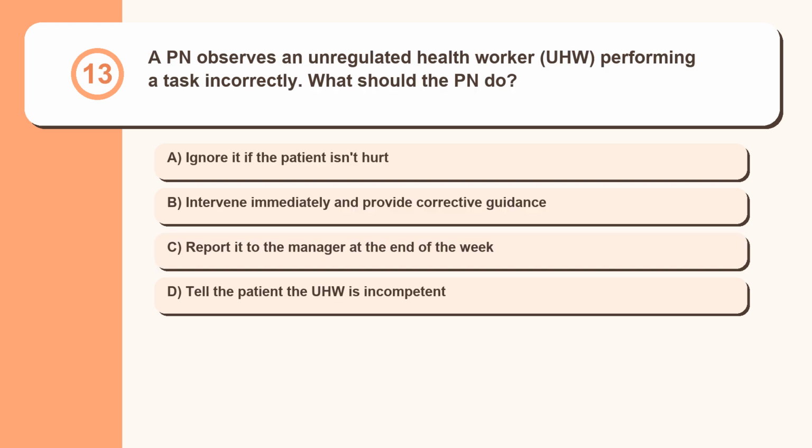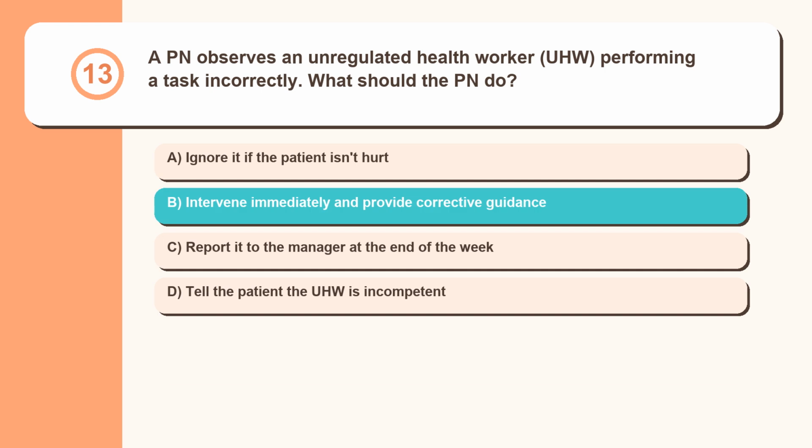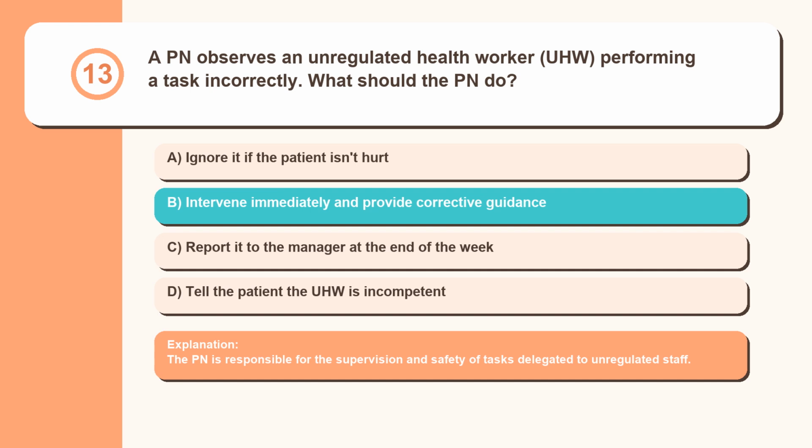Question 13. A PN observes an unregulated health worker, UHW, performing a task incorrectly. What should the PN do? Ignore it if the patient isn't hurt. Intervene immediately and provide corrective guidance. Report it to the manager at the end of the week. Tell the patient the UHW is incompetent. The PN is responsible for the supervision and safety of tasks delegated to unregulated staff.